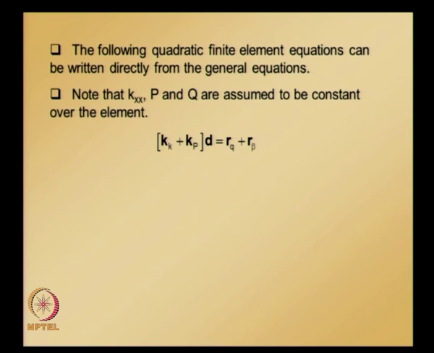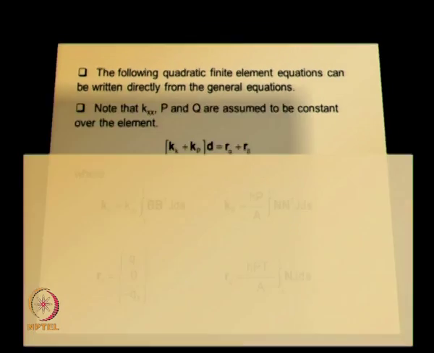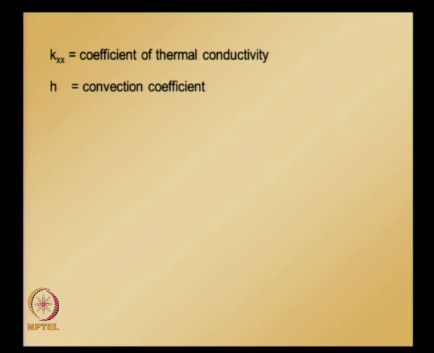and the element equations for steady state heat conduction convection are these, where K_k, K_p, r_beta, r_q are defined. And these coefficients, we have already seen the meaning of these coefficients when we were solving the same problem using 2 node linear finite element method.